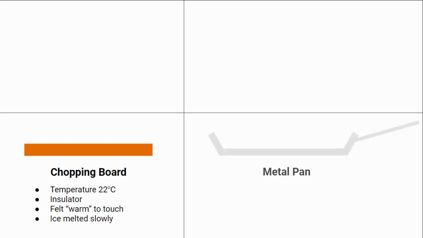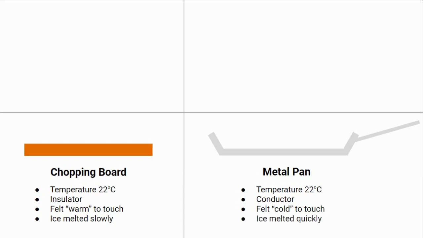Then there was the metal pan. It was at the same temperature as the chopping board, so room temperature. Metal, however, is a good thermal conductor. The metal pan felt relatively cold to the touch, and the ice cube melted very quickly when it was placed on that metal pan.